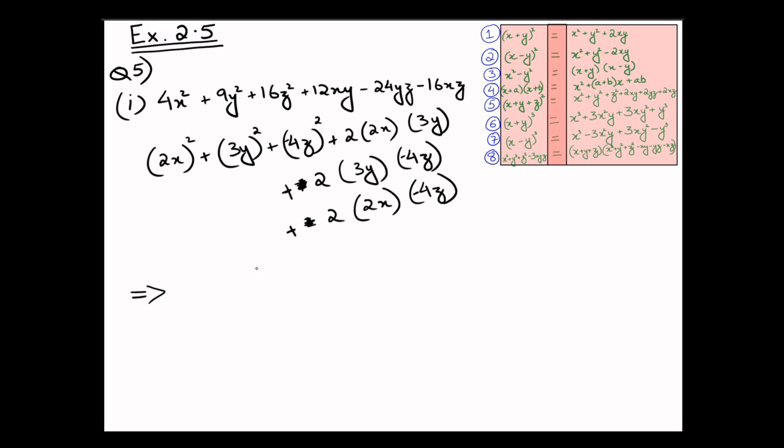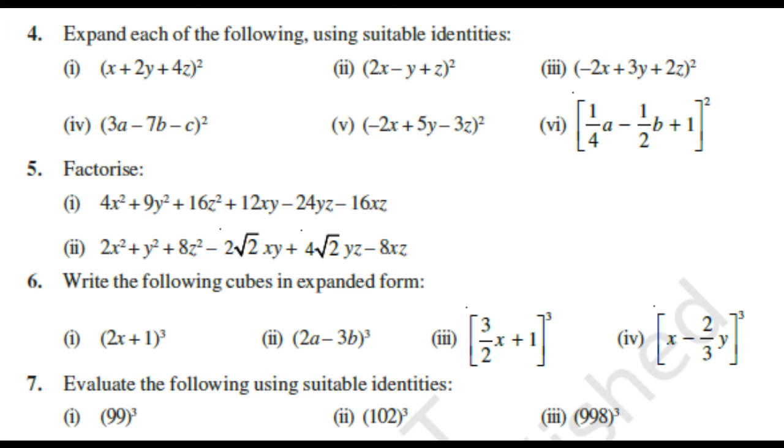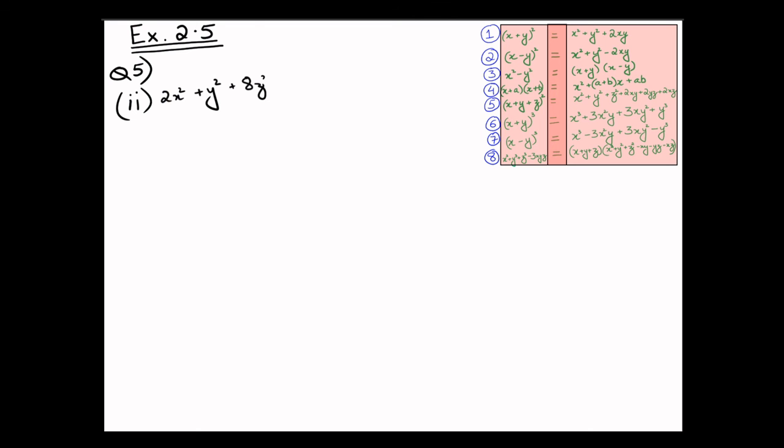And so if we write this as a factorization, we can say it is 2x plus 3y minus 4z the whole square. We'll move to the second part. The second part is 2x square plus y square plus 8z square minus 2 under root into xy plus 4 under root 2 yz minus 8xz.